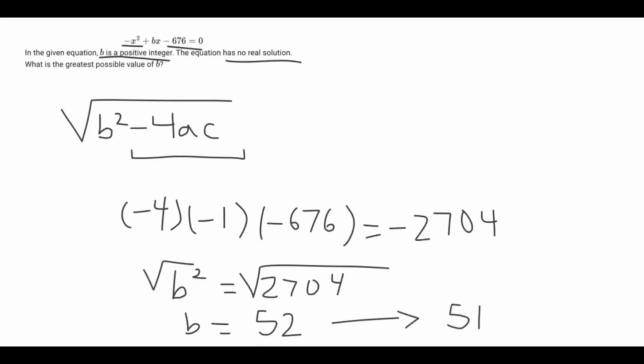And so the greatest possible value for B is 51, because if we test this, 51 squared is 2,601.